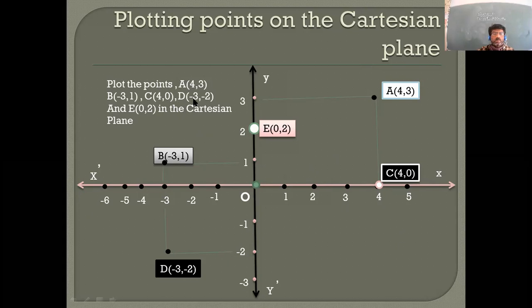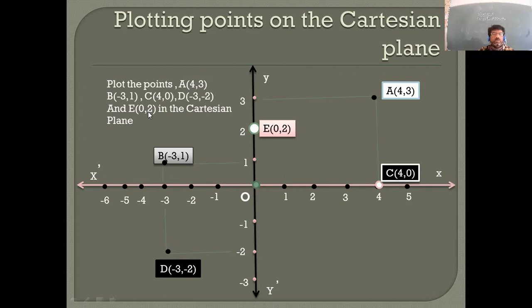Next, (-3, -2). x = -3 is here, and y = -2. Y negative means going downside. So from -3, go downside to -2, y = -2 is here. So here we will put the point D (-3, -2).